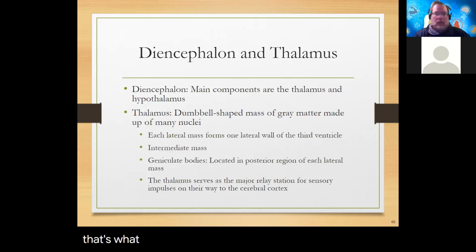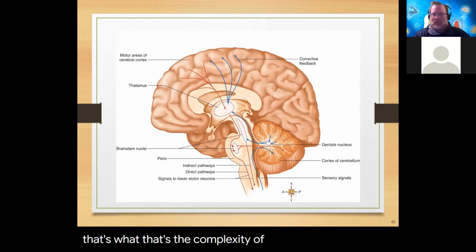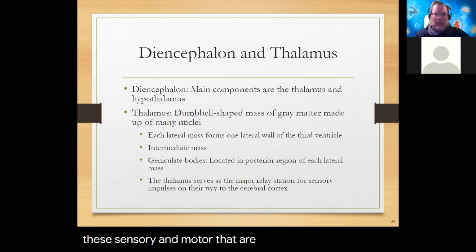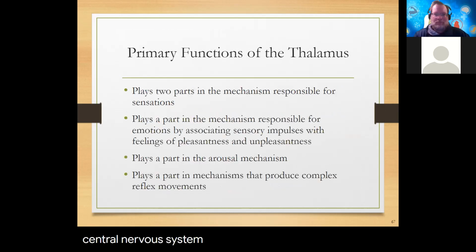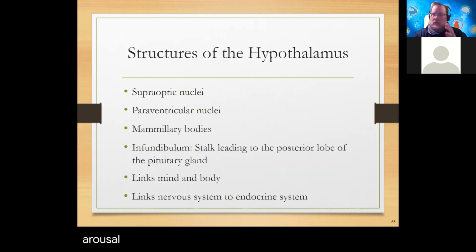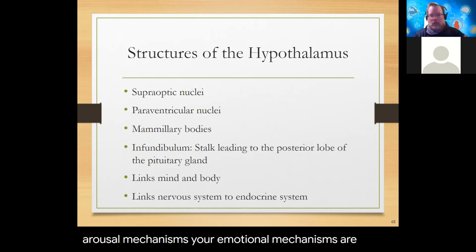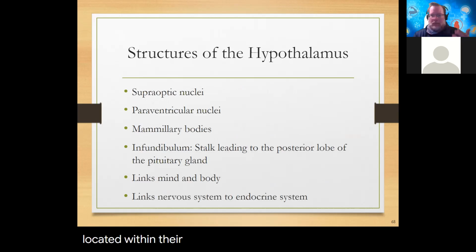That's the complexity of the pathways of all of these sensory and motor signals that are coming in and out of the central nervous system. Okay, so again, the thalamic area, that's where your arousal mechanisms and your emotional mechanisms are located. Again, the hypothalamus is that link between the mind and the body. It's that connection with the pituitary gland, which then distributes its stimulating hormones to other glands of the body.